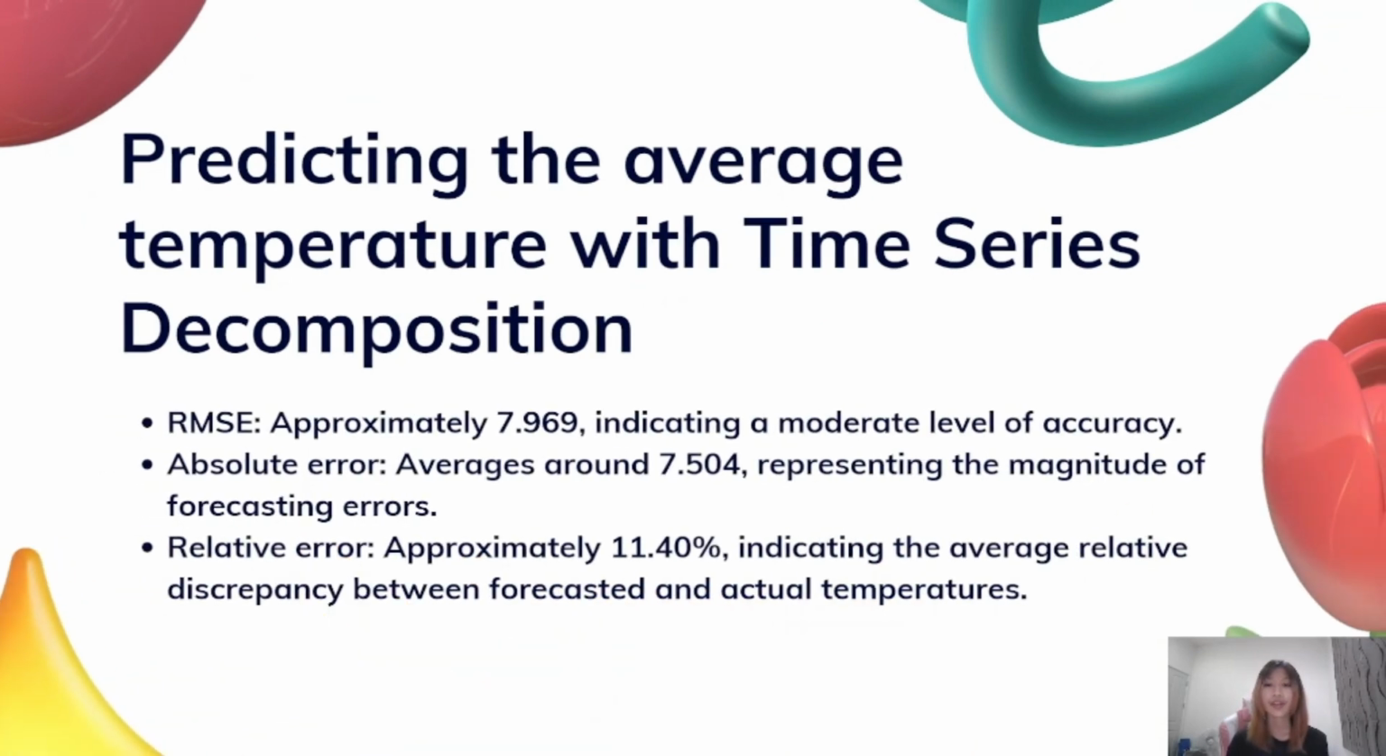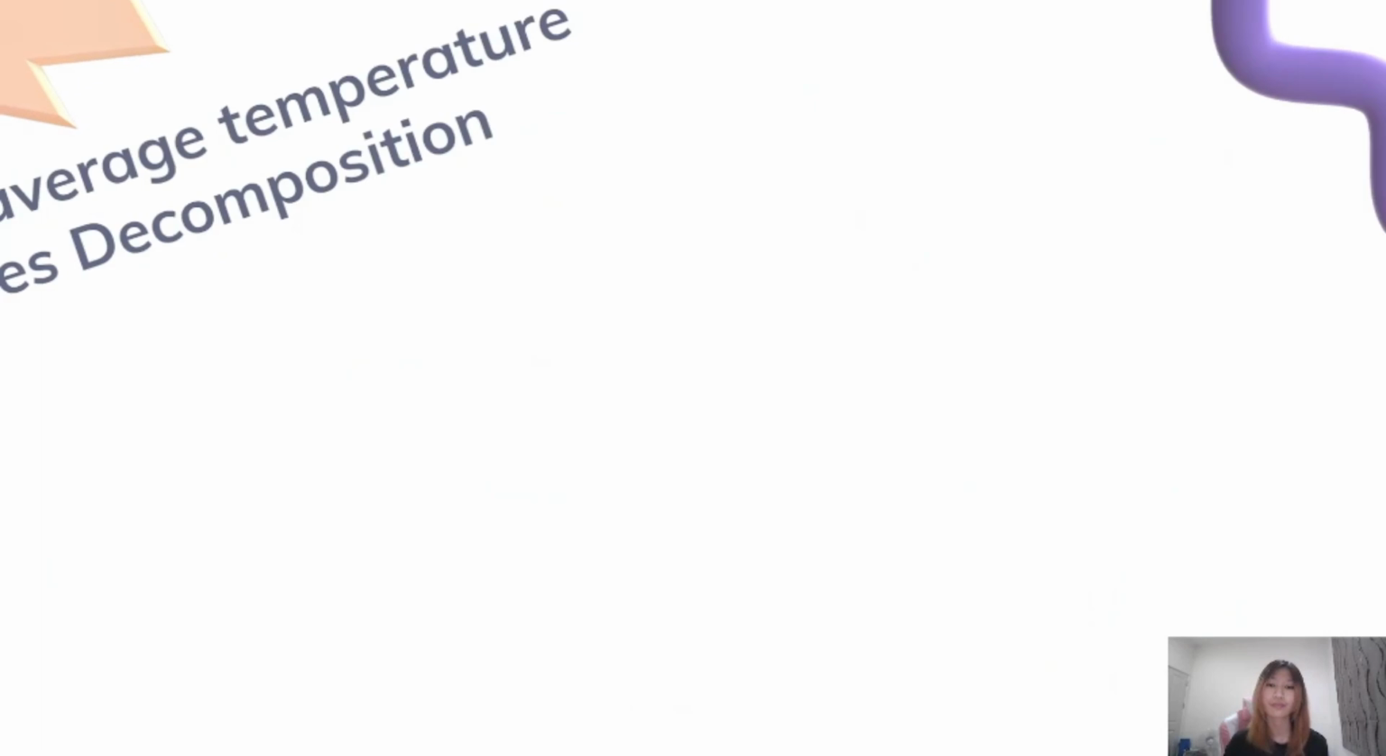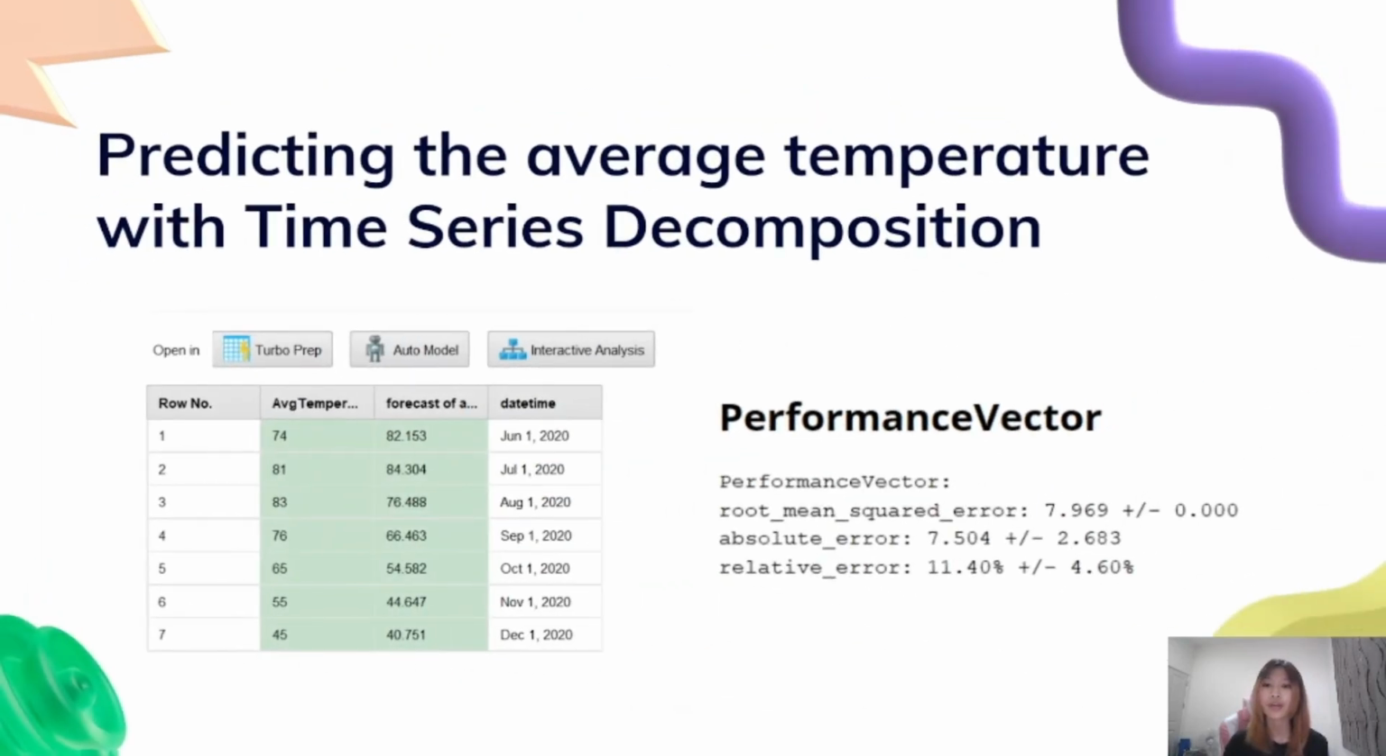The next one is predicting the average temperature with time series decomposition. You can see that RMSE is approximately 7.969, absolute error is average around 7.504, and relative error is approximately 11.40%. Forecasting with decomposition indicates moderate accuracy, as evident by lower RMSE and error compared to non-decomposition methods. This is the result of predicting the average temperature with time series decomposition.